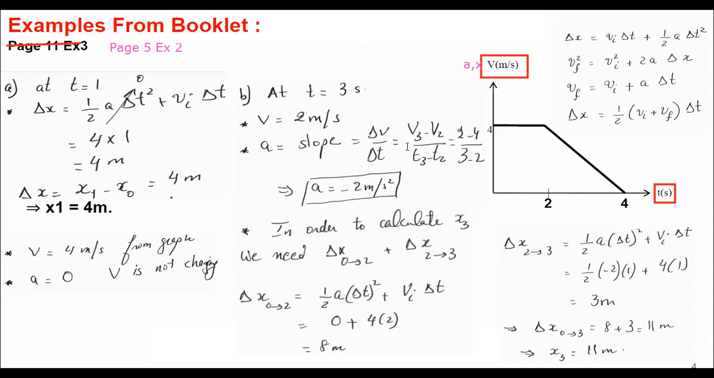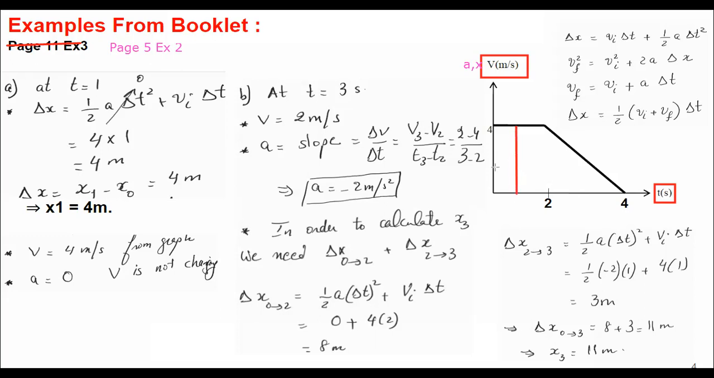Let's read the problem. The adjacent figure shows a velocity versus time graph for a particle moving along the x-axis. At t equal 0, assume that x equal 0. Part A: what are the particle's position, velocity, and acceleration at t equal 1 second? So at t equal 1 second, I come here, it's in the middle.